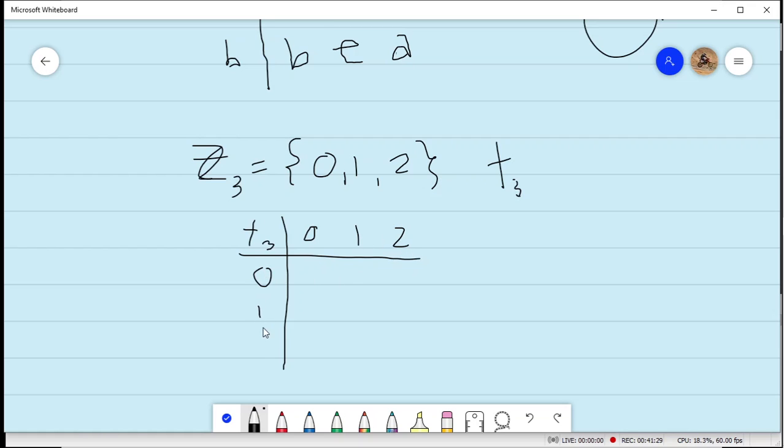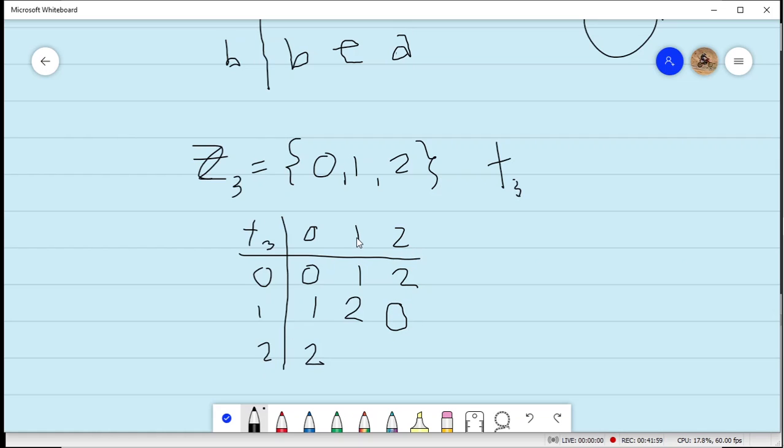0, 1, 2. 0 plus 0 is 0. 0 plus 1 is 1. 0 plus 2 is 2. 1 plus 0 is 1. 2 plus 0 is 2. 1 plus 1 is 2. Divided by 3 is 0, remainder 2. So this would still be 2. 1 plus 2 is 3. 3 divided by 3 is 1, remainder 0. So this would be 0 here.